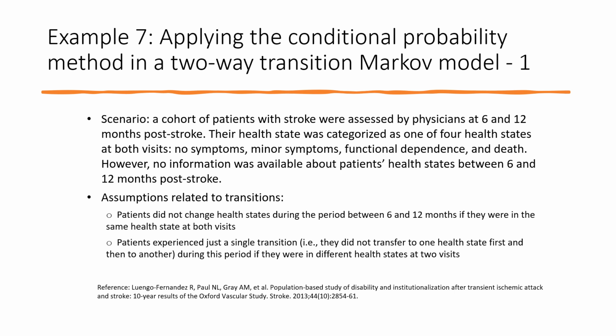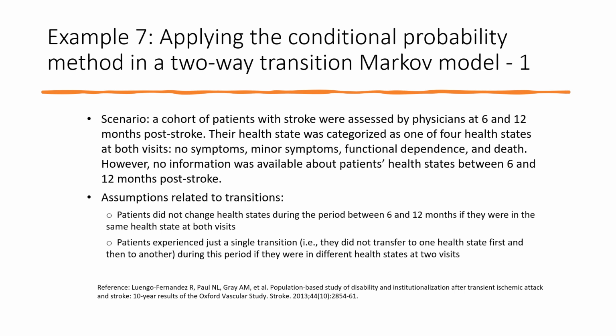The conditional probability method was applied to more complex scenarios in example 7, allowing for two-way transitions from health to disease, and from disease to health, and for patients to be allocated to different health states at the beginning of Markov model. We assumed that a cohort of patients with stroke were assessed by physicians at 6 and 12 months post-stroke. Doctors categorized their health states in 4 health states at both visits: no symptoms, minor symptoms, functional dependence, and death. However, no information was available about patients' health states between 6 and 12 months post-stroke. As a result, we made the following assumptions related to transitions.